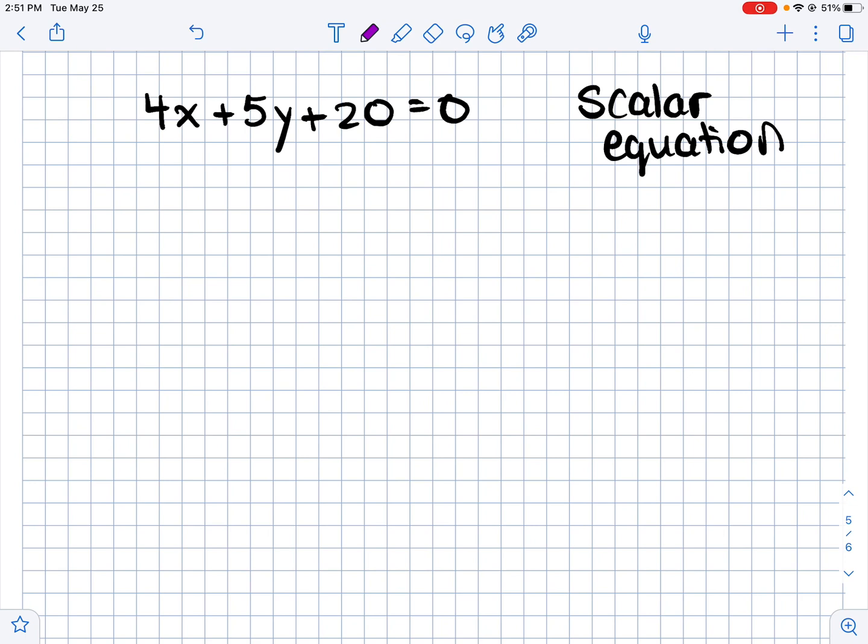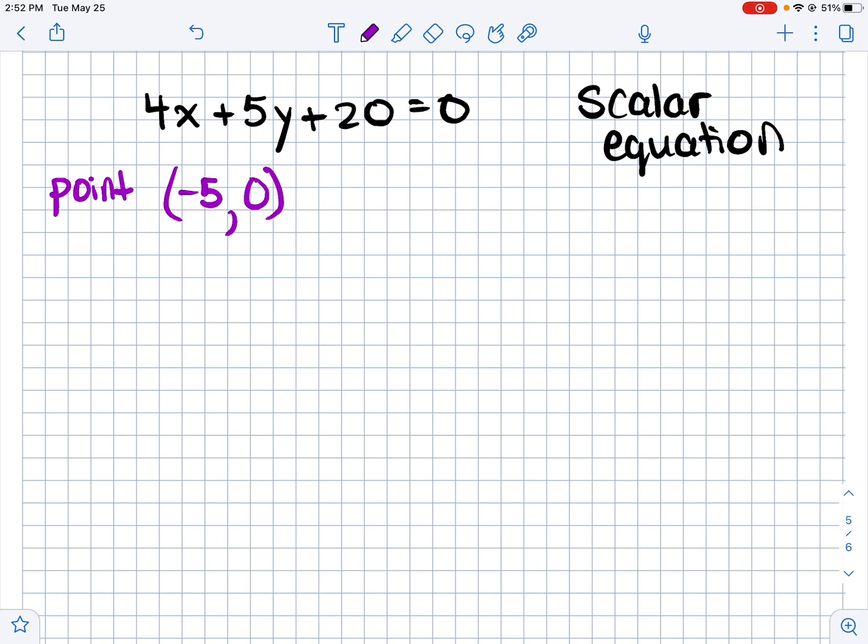Okay, cool. So how can I find a point on the line? I guess I could just sub stuff in, right? Like I could use an intercept. Let's just pretend I subbed in 0 for y. So if I sub in 0 for y, what would x be? 5 times 0 is 0. 4x equals negative 20. Divide by 4. Negative 5.